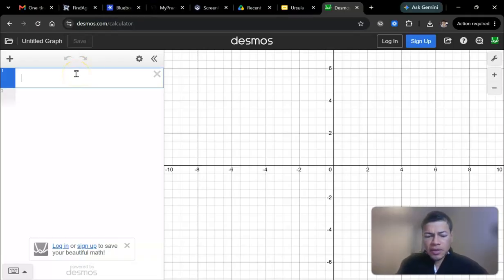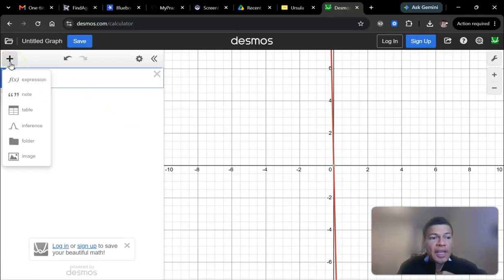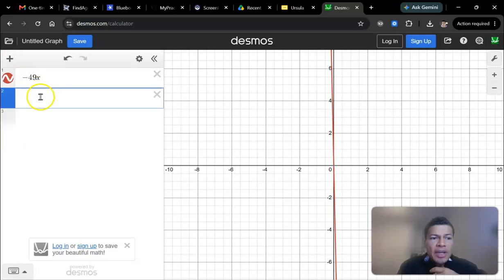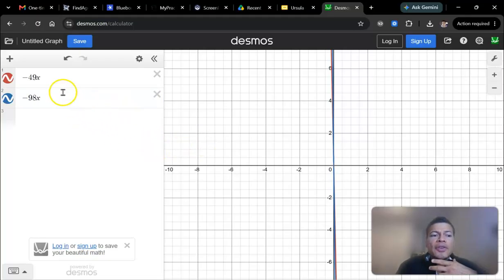So the first equation is going to be negative 49x. I'm going to graph it. And then you can see the red line here. So that means that I graphed the first equation. Then for the second equation, I'm going to click on the plus sign expression, and then I'm going to put the second equation, which is negative 98x. And as you can see, one graph is red, one graph is blue.